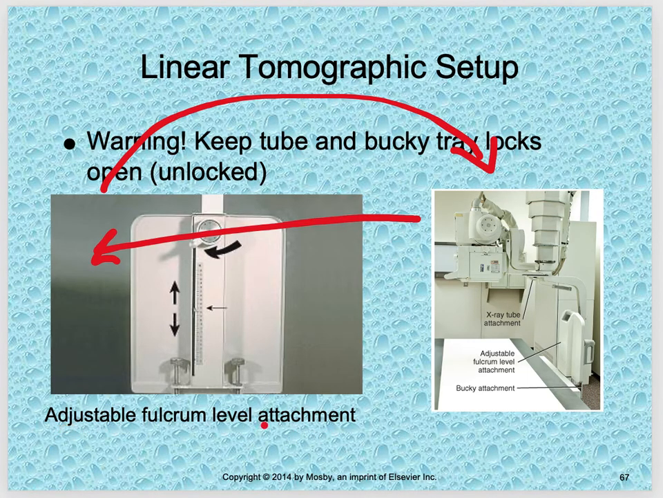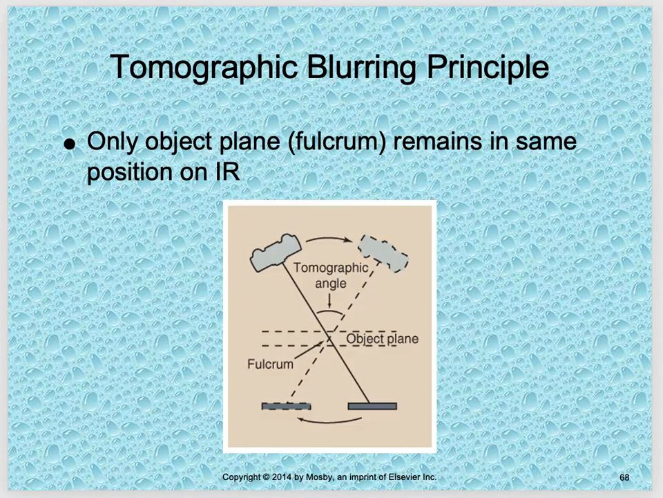So adjustable fulcrum level attachment. The reason that this is important is because by adjusting the fulcrum, that's going to tell that tube how far to travel to make that image. So it may have a long arc, it may have a short arc, depending on that fulcrum, how far you're going to let it move back and forth.